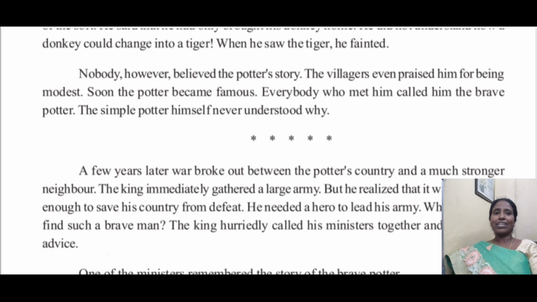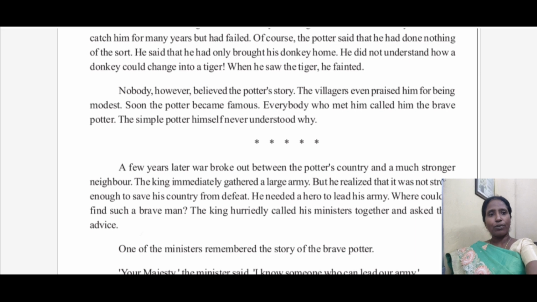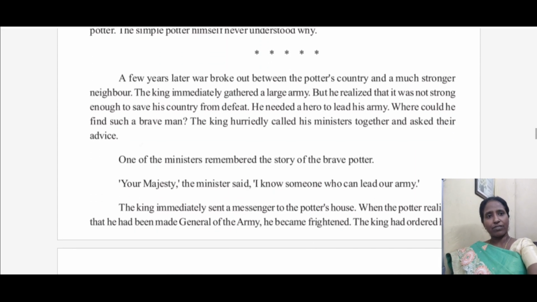The simple Potter himself never understood why that title was given to him. He himself doesn't know. And this was the story of the brave potter. Now let's go ahead with the next part of the story.